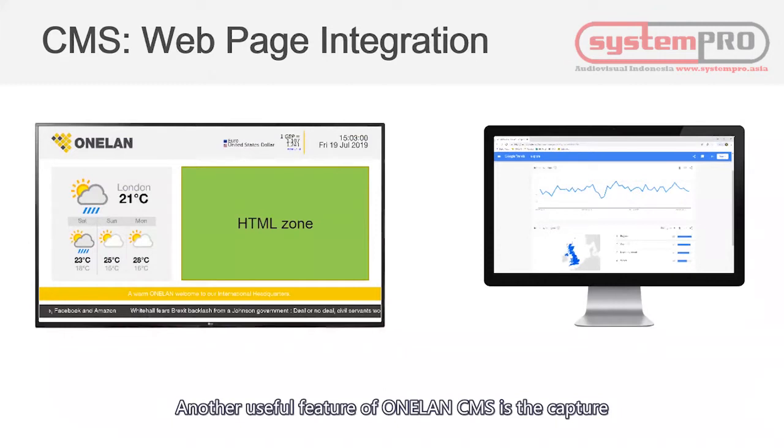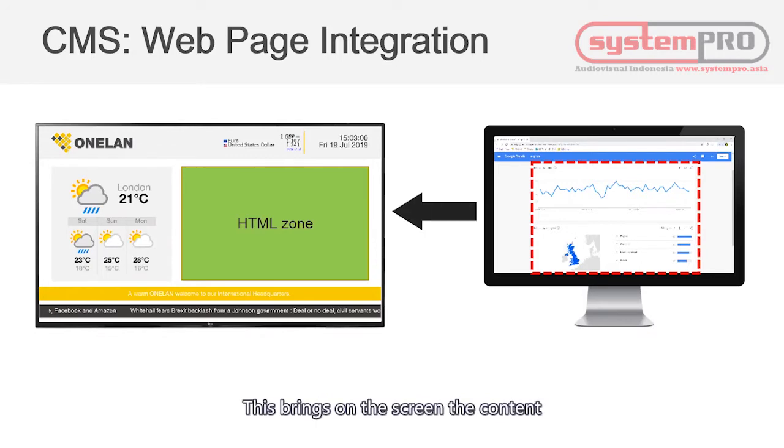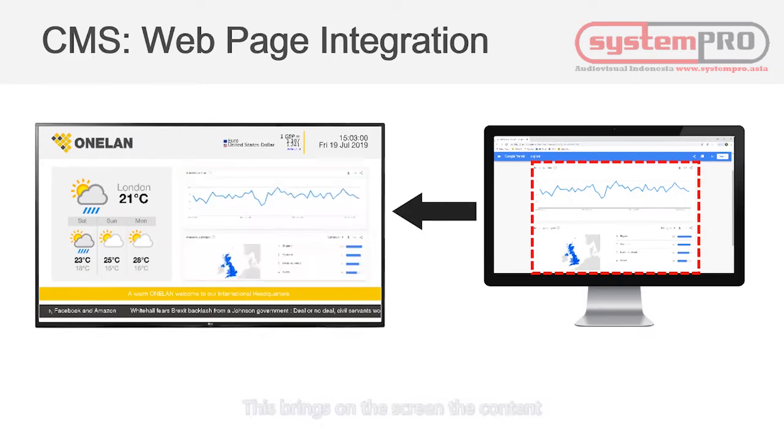Another useful feature of OneLand CMS is the capture of content from a web page. It will show in an HTML zone in your layout. You just need to copy-paste the link to your web page, and you will crop to extract the part that you want, and zoom it to fit your HTML zone.